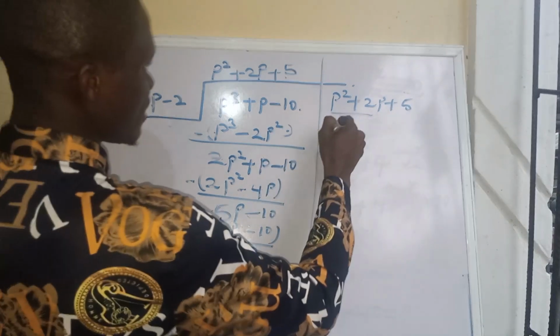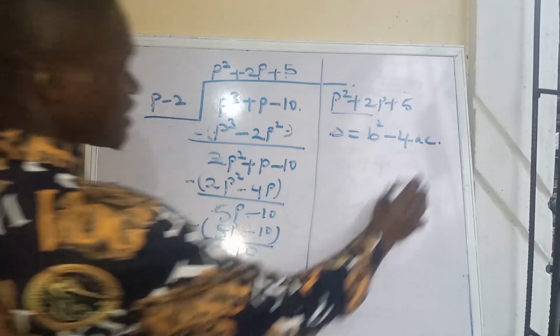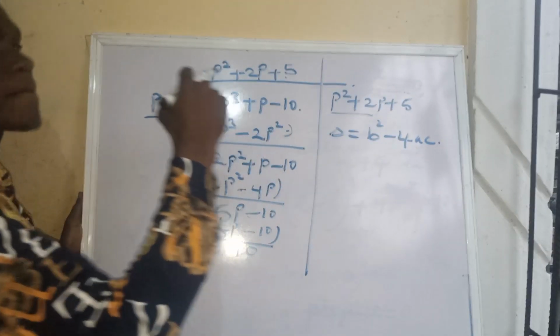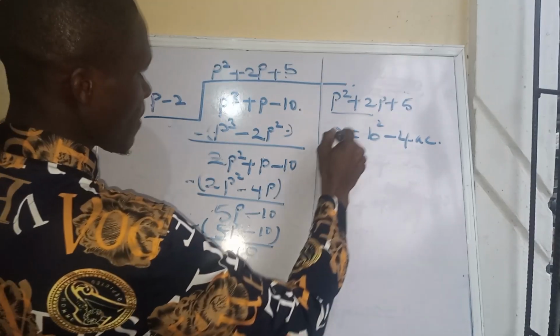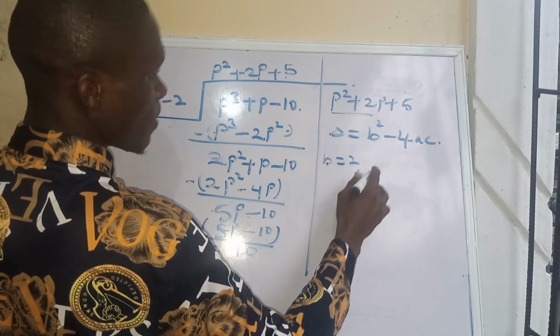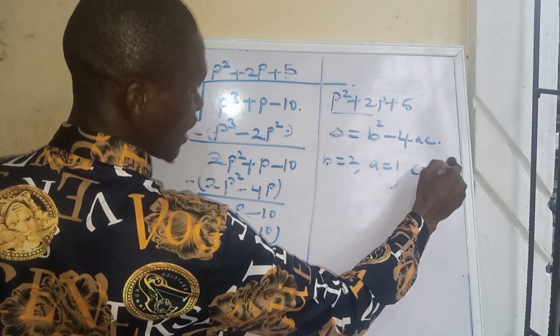We can say delta is equal to b squared minus 4ac. This is the method to test whether it is a real solution or not. So we can say your b is equal to 2, your a is equal to 1, then your c is equal to 5.